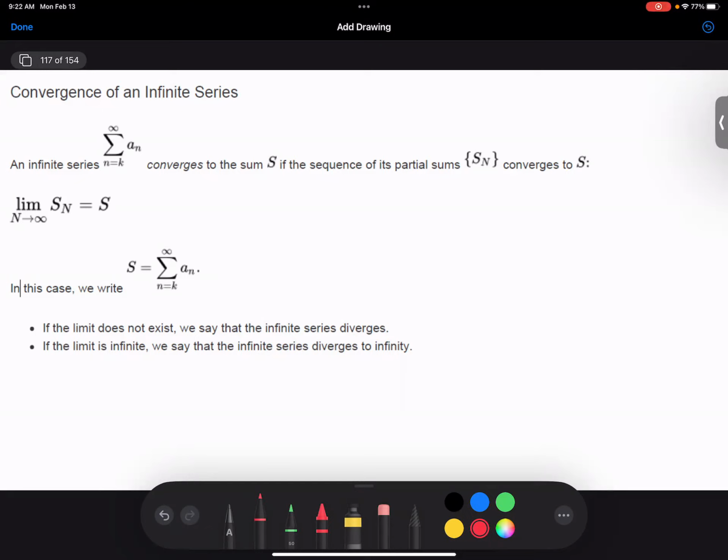All right, and so in this case, we'll write that S equals the sum, where k goes from k to infinity. Okay, so we're starting the sum at k. What do you think common values of k might be? Any thoughts? Yes. 1 and 0. Those are the most likely ones. We'll probably start at 1 or 0.